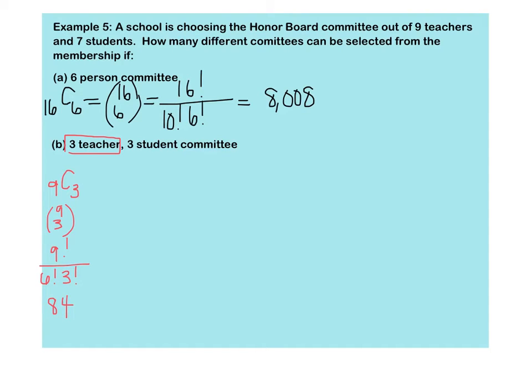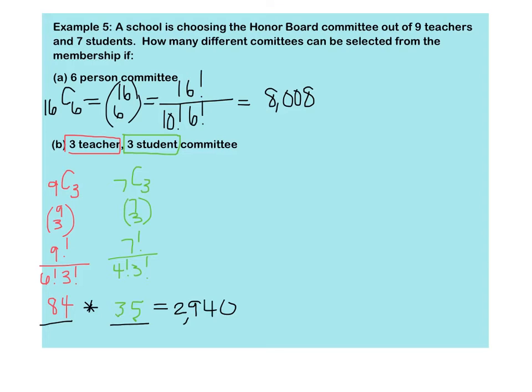Now let me do the same thing for the students. So we're selecting 3 students. So there's 7 total students and we're choosing 3 of them. So that's 7 choose 3. So that's 7 factorial over 7 minus 3, so 4 factorial times 3 factorial. So that's 35. Now, by the fundamental counting principle, which we learned earlier in this chapter, if we have 84 ways of choosing the teachers and 35 ways of choosing the students, if we multiply those together, we'll get the total number of possibilities, which in this case is 2,940.